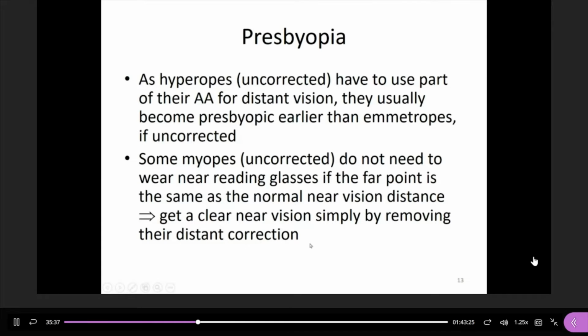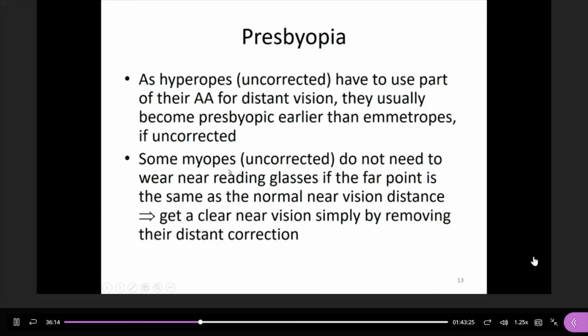This is how you look at the people who have myopia. What they normally do, when they need to look at something at near, is simply remove the distant spectacle so that they can have clear vision at near. So a lot of people would ask, if I have myopia, do I still have presbyopia? The answer is yes. Presbyopia affects all people, including those with myopia and hyperopia.